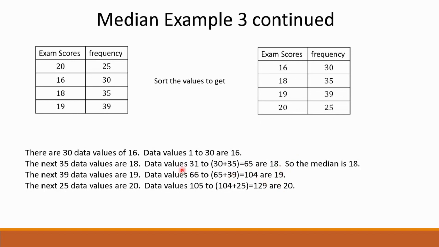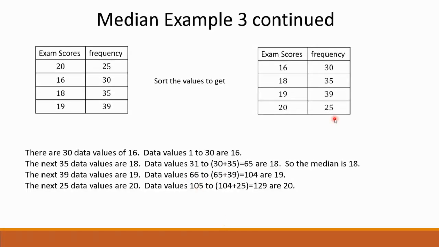So the next 39 data values are 19. We stopped at 65. So 66 up to and including 104, right? You take 65 and add 39 to it, you end up at 104. So for 66 to 104, all those data values have to equal 19.